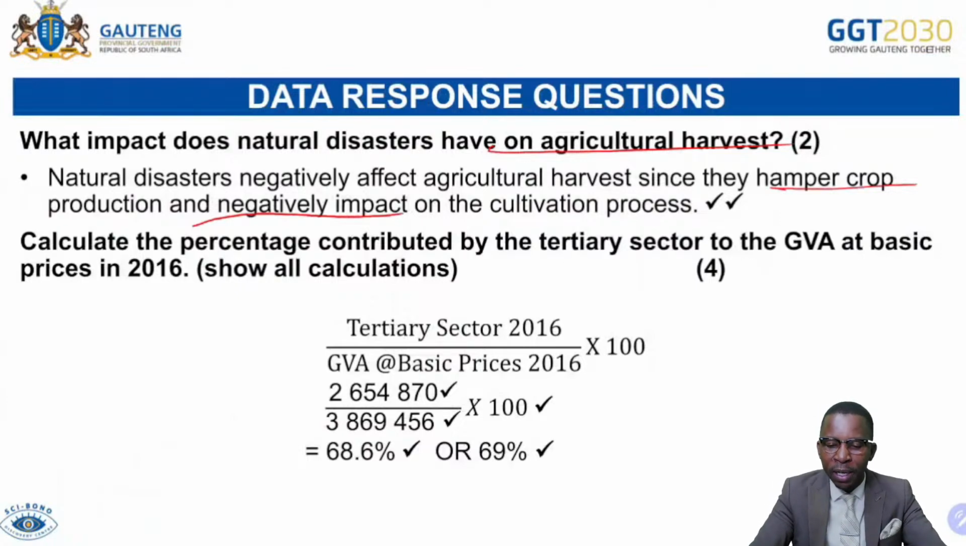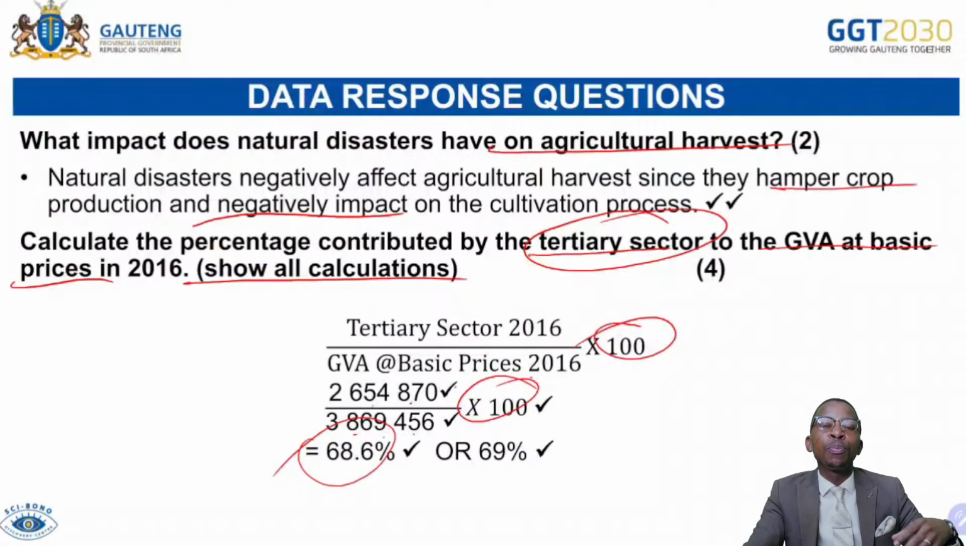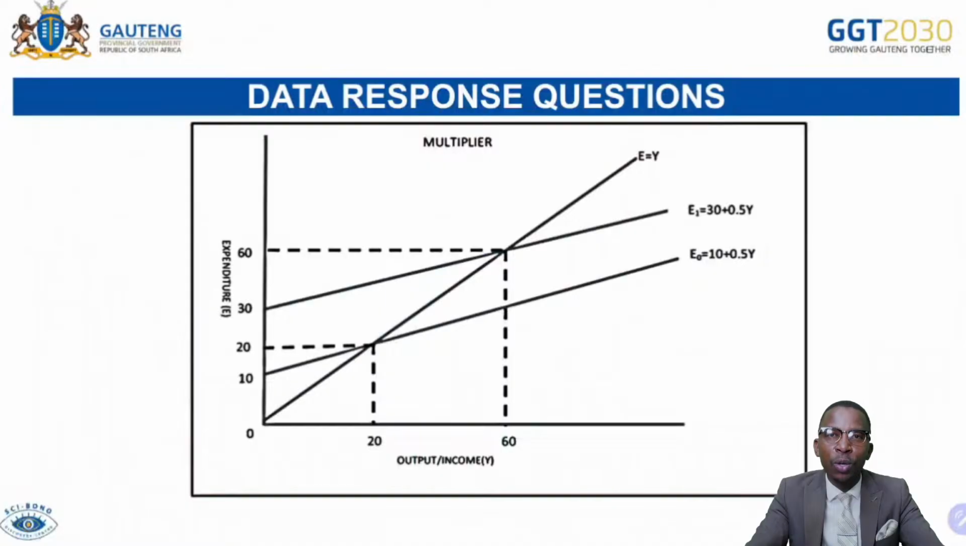Calculate the percentage contributed by the tertiary sector into the gross value added at basic prices in 2016. Show all calculations. Okay, so we are looking for the contribution as a percentage by the tertiary sector. So we say tertiary sector 2016 divided by gross value added at basic prices 2016 multiplied by 100. That's when we say 2,654,870 divided by 3,816,456 multiplied by 100. Then what do we get? 68.6% or 69%. That tells you that the tertiary sector contributes the most in the South African economy compared to the primary sector and the secondary sector.